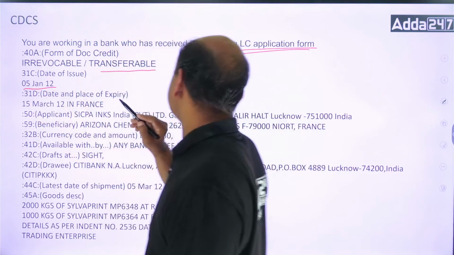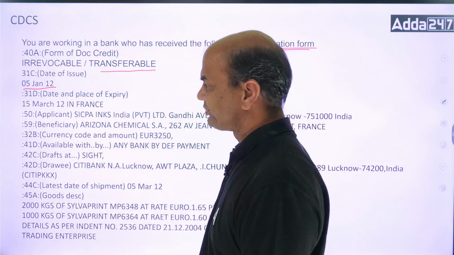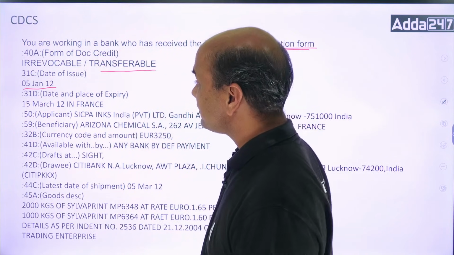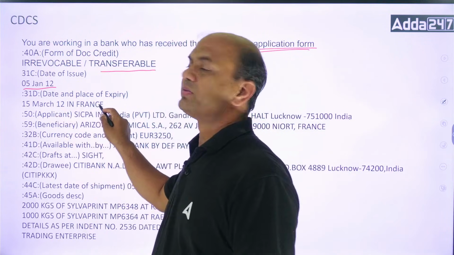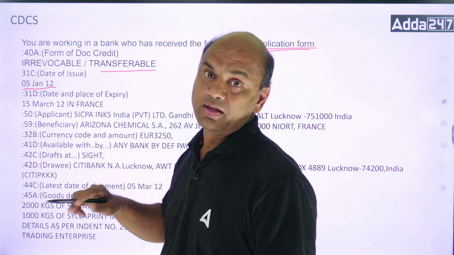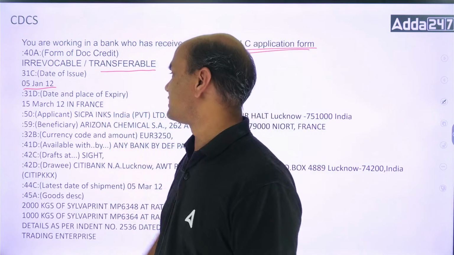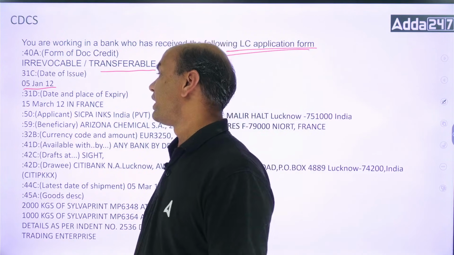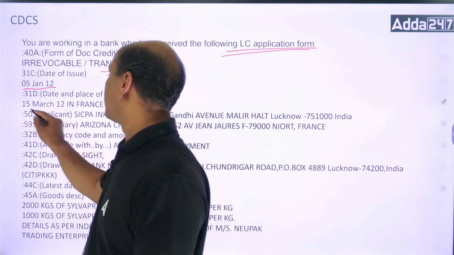Now look at the dates very importantly. 5th January is the issuance date, 2012. Look at the expiry date, 15th March 2012 in France. Expiry is in France, and that also on 15th March. Pay attention to the dates. 15th March in France.